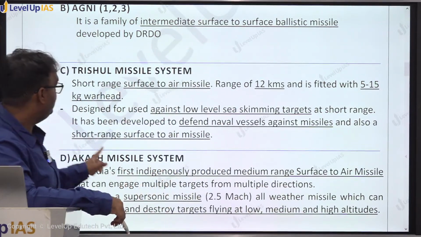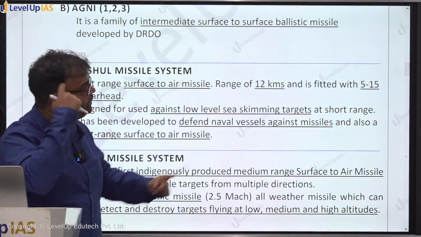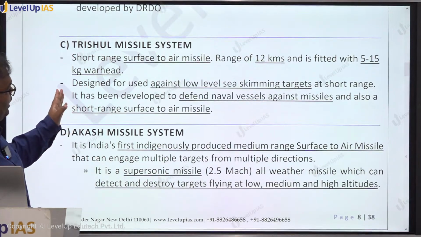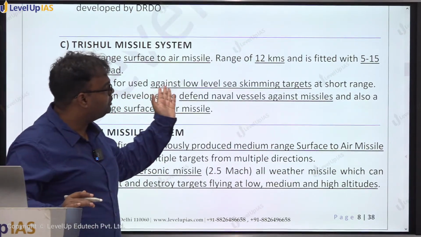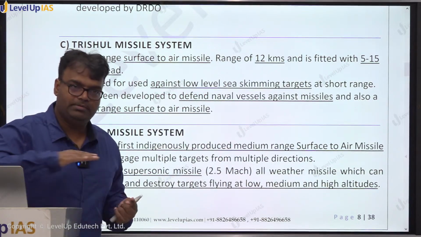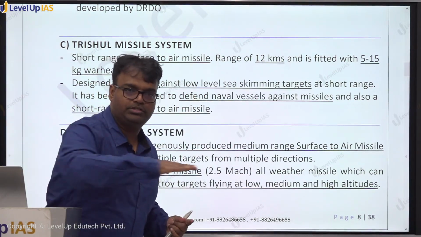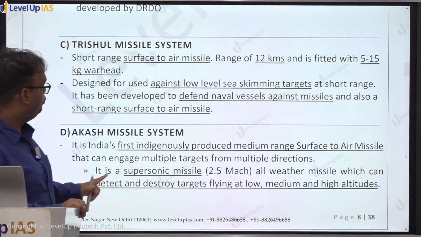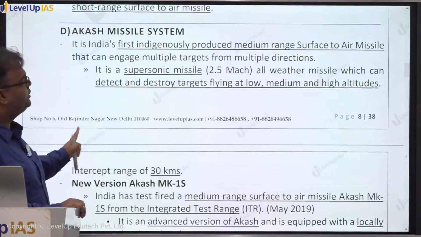Surface to air missile, short range surface to air missile, range of 12 kilometers and is fitted with a 5 to 15 kilogram warhead. It is designed to be used against low level sea skimming targets. So if someone is attacking your ship, some missile skimming the sea and coming towards your ship, this will be something that will be able to destroy it. Then there is Akash.